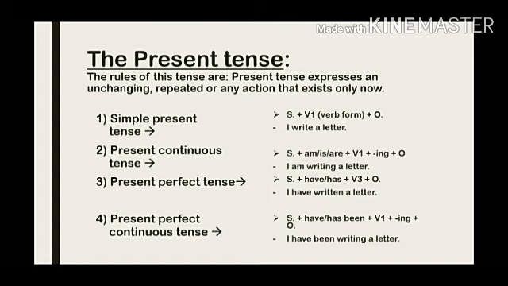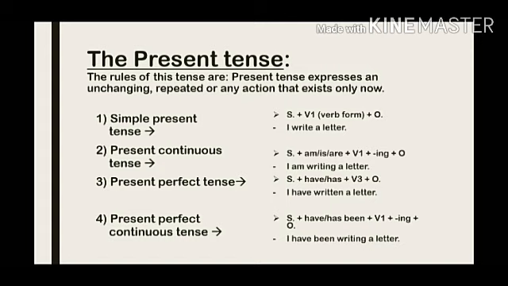Third is present perfect tense. The sentence is I have written the letter. Here we use have or has with the V3 form of the verb, which is its past participle. So the sentence is I have written the letter.